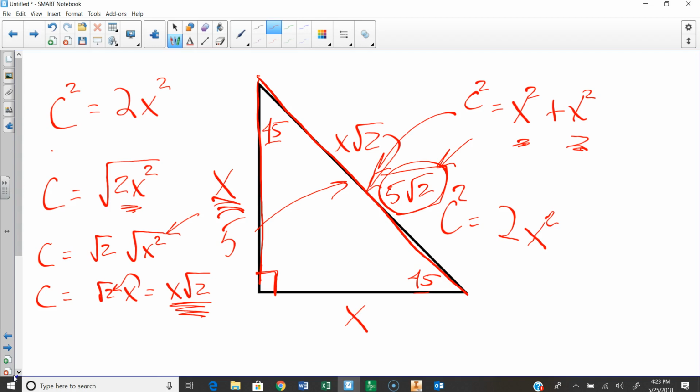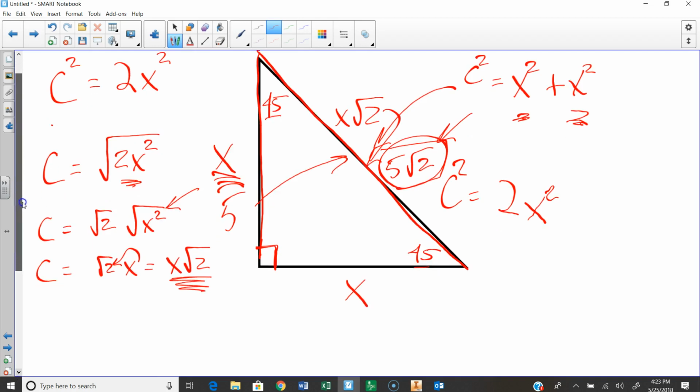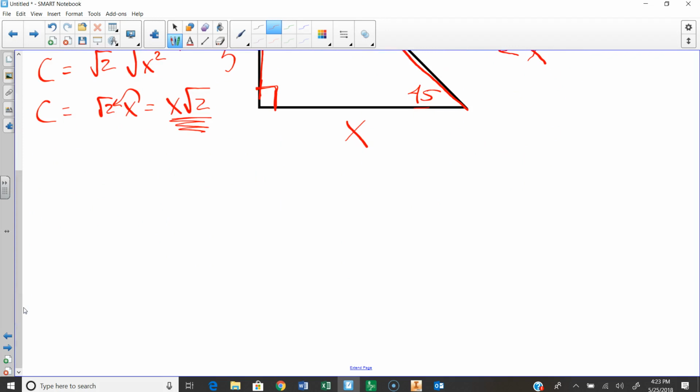What if I have it the other way around? What if I have a 45, 45, 90 triangle, and let's say I know the hypotenuse instead. Let's say, we'll use a number here, let's say the hypotenuse is 11.